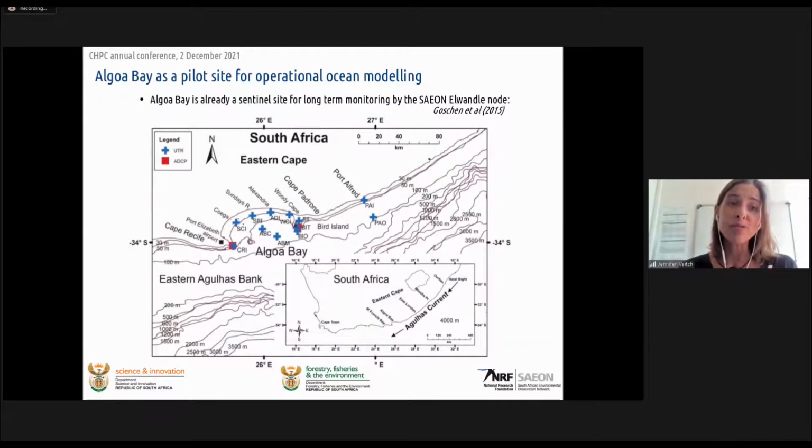Another compelling reason to use Algoa Bay as a pilot site is that it's one of SAN's sentinel sites that is run by our L1 node based in Rebecca. And it is really well monitored. We have loads of instruments in the water for long-term measurements, which means we're able to perform rigorous evaluations of our model outputs, but also moving forward, there is the potential to assimilate operational in situ data into our forecast model.